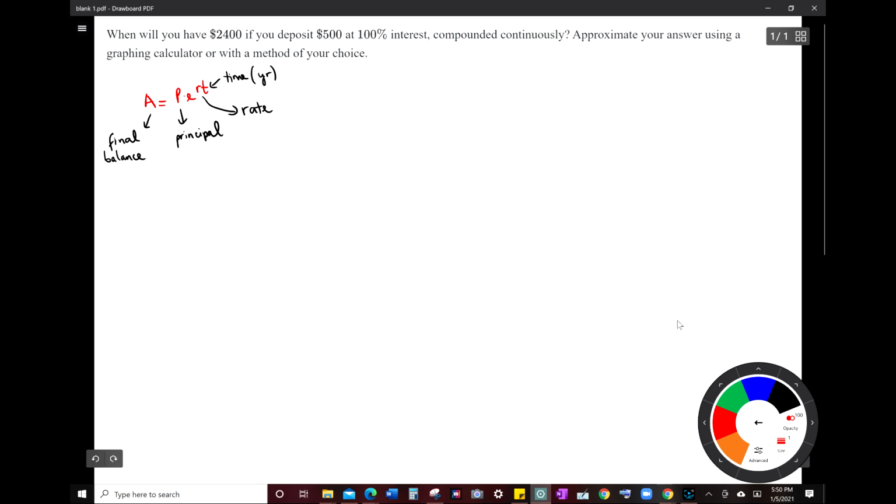We will try to label everything we can. When will you have 2400 if you deposit 500 at 100% interest compounded continuously? When you read 2400, it seems like it's a principal. However, when we keep going with the part "if you deposit 500," that means 2400 is not the principal but the final balance, which is A, and the 500 deposit is the principal. 100% will be R. We need to convert R into a decimal, as always, by dividing 100 by 100, so you have 1. And the question is "when," so that's when you have to find t.